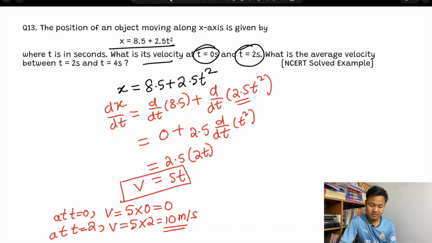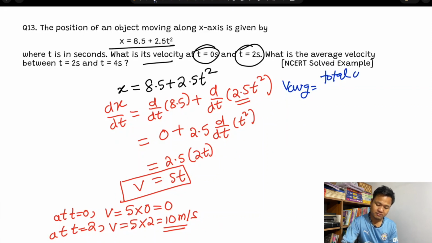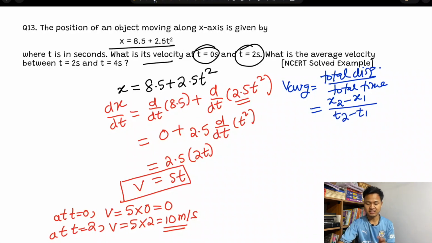Average velocity is the total displacement divided by total time. Otherwise you can write x final, that means x2 minus x1, divided by t2 minus t1: x final minus x initial over t final minus t initial.